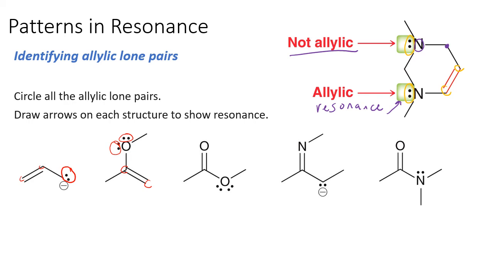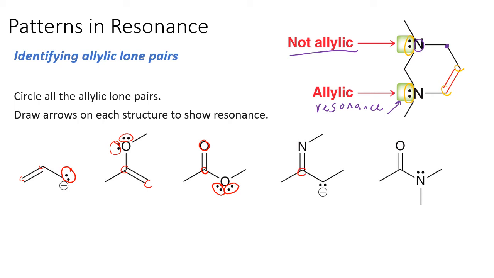Here in our next example, we have a carbon-oxygen double bond. It doesn't actually have to be a carbon-carbon double bond. It just has to be an sp2 hybridized carbon in reality. So it can be a carbon-oxygen double bond as well. And these electrons that are on the oxygen next to that, those are going to be allylic lone pairs. They can participate in resonance.